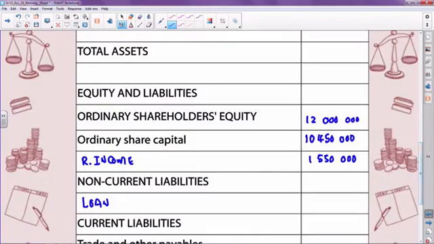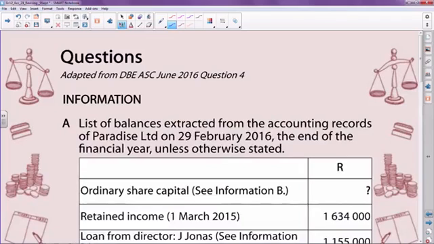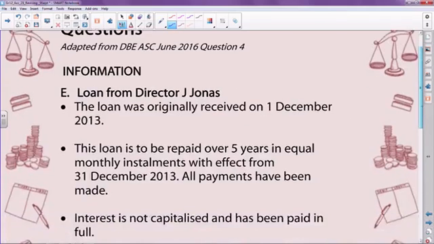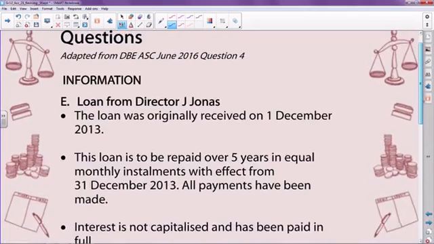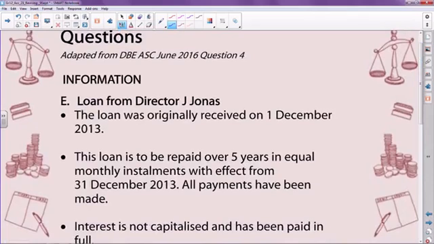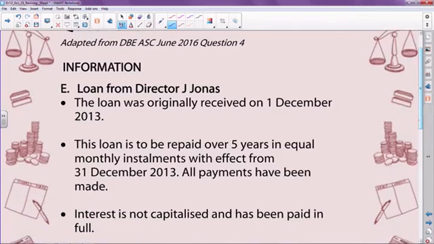And let's see, what information do we have regarding our loan? Right, you are told that the loan was from Director J. Jonas. The loan was originally received on the 1st of December 2013. The loan is to be repaid over 5 years in equal monthly installments with effect from the 31st of December 2013. All payments have been made. Interest is not capitalized and has been paid in full.